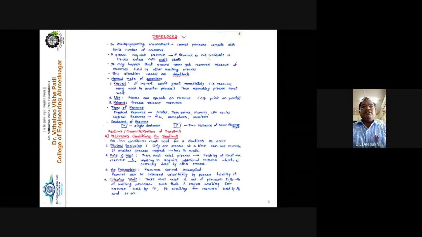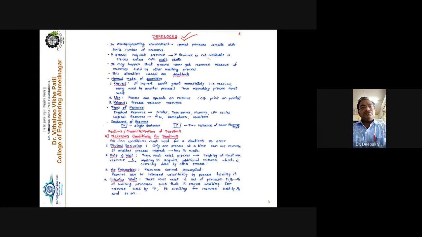So we refer to this situation as a deadlock, and we have to deal with the deadlock scenario. We have to see which are the necessary conditions. Then we have to see how to avoid the deadlock, then how to prevent the deadlock, and the algorithm to avoid this particular deadlock. That we have to see.